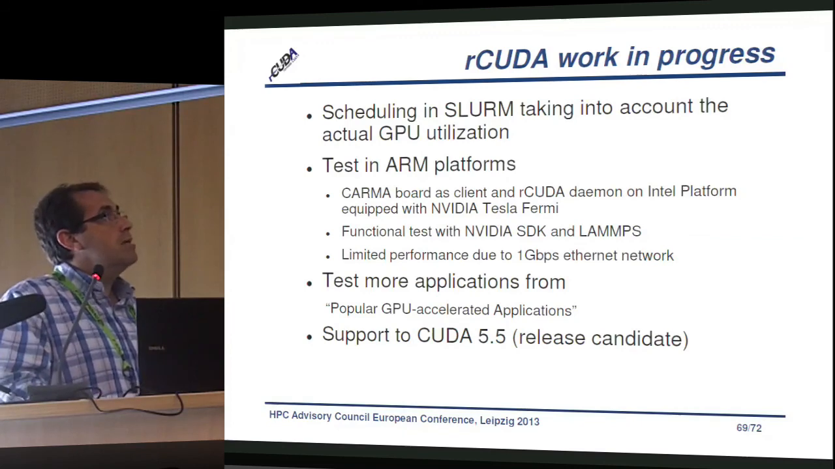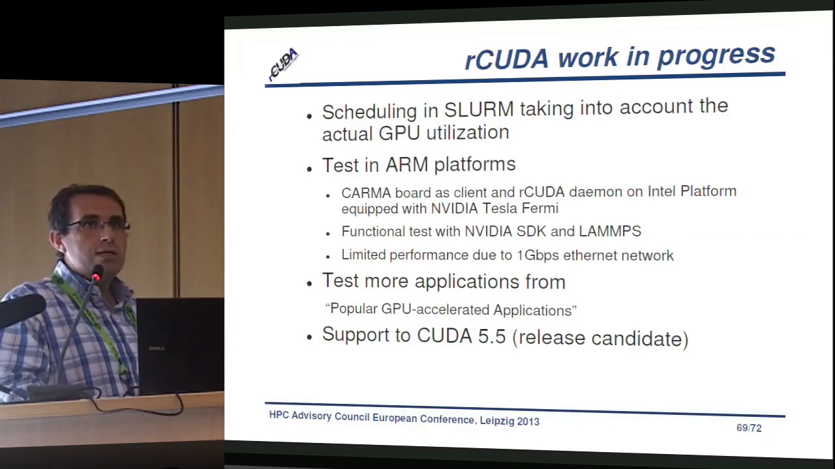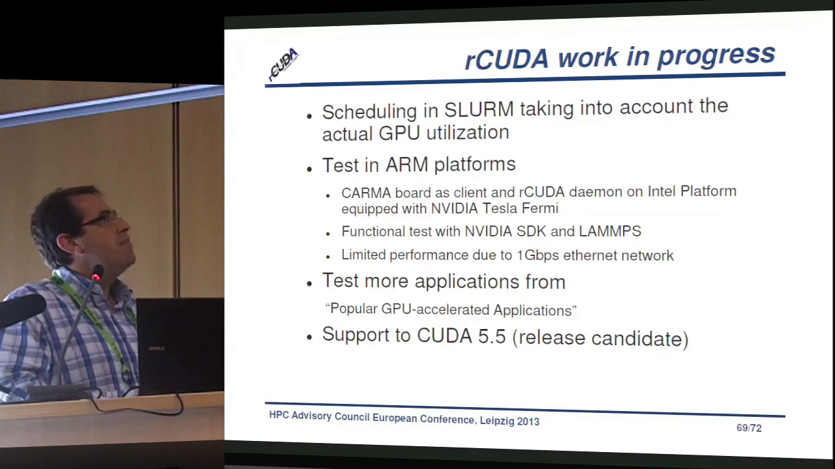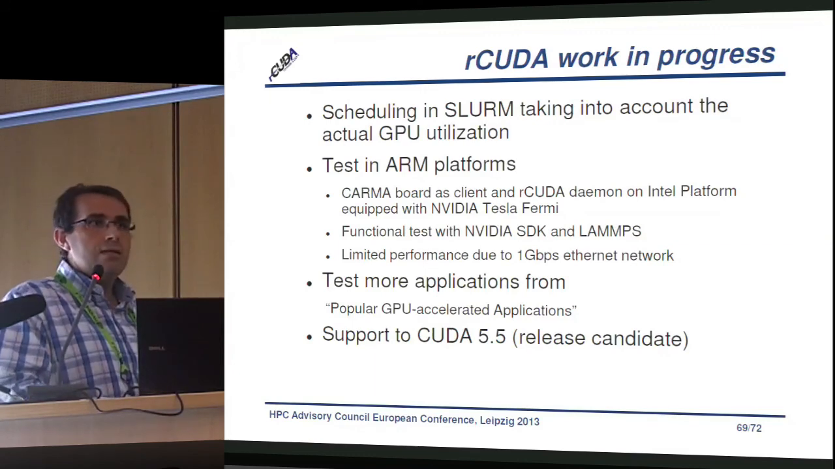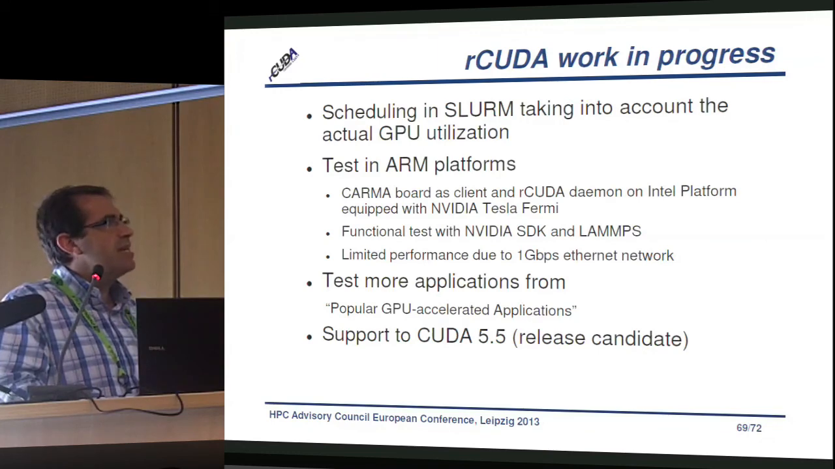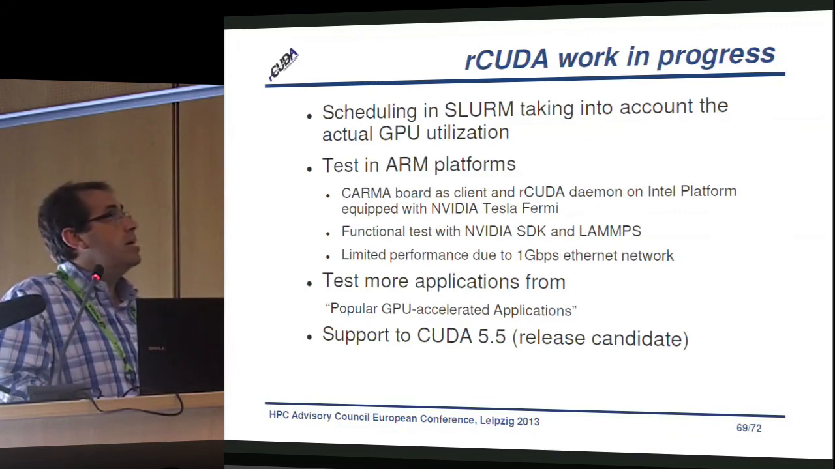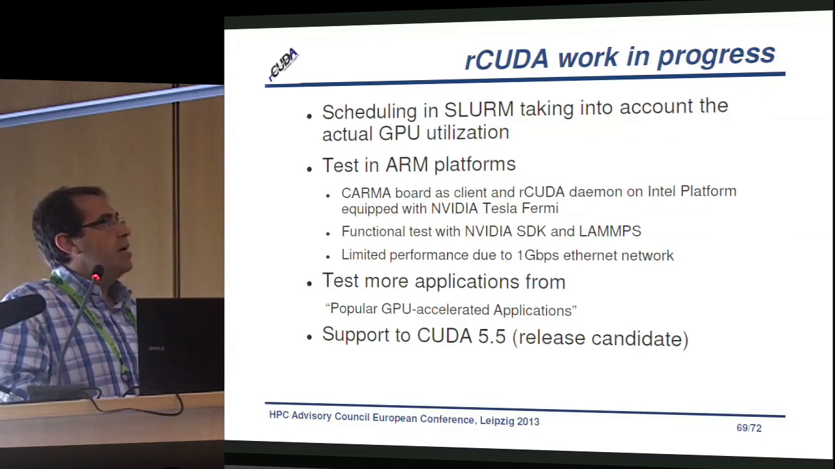What is being done now in rCUDA is to improve the scheduling that we have introduced to SLURM. Now we only take into account the memory used for each job. We have made tests using ARM platforms. In this case, we use a Carma board as a client, and we put the remote CUDA daemon in an Intel platform with a big GPU, a Tesla Fermi GPU.